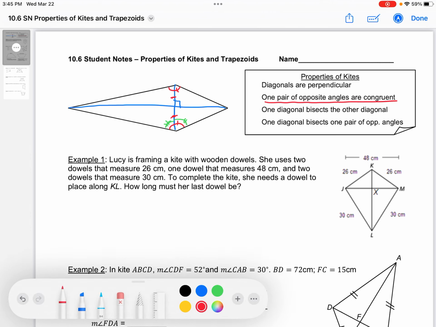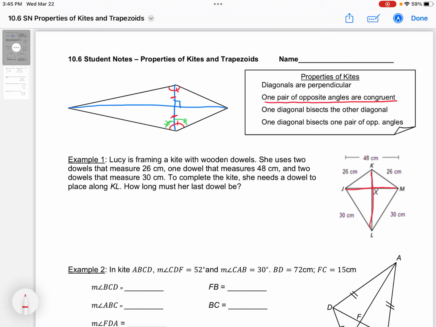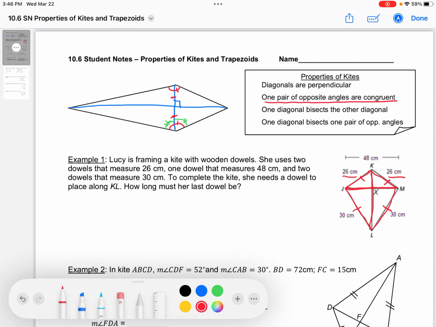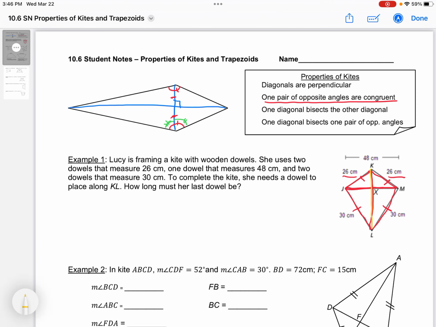So Lucy is framing a kite. So the dowels are going to go right here. This would be the frame of the kite. Would be all those pieces. Okay. She used two dowels that measure 26. Okay, so these are congruent. She used one dowel that measures 48. That's this one right here in the middle. And two dowels that measure 30. So those are also congruent. So we need to find out how long this one is. That's what we're looking for.